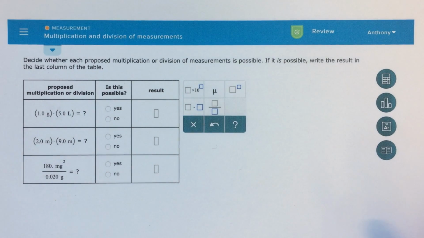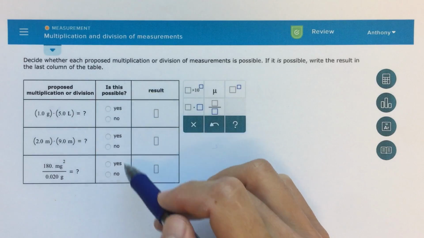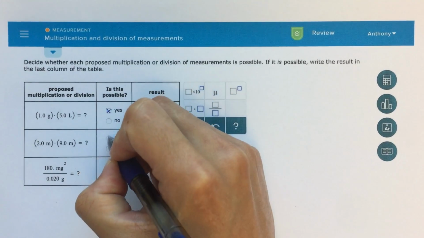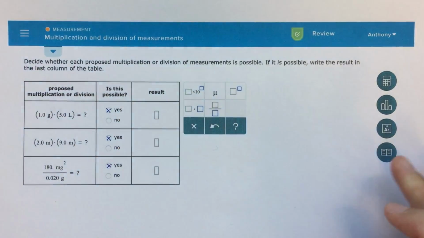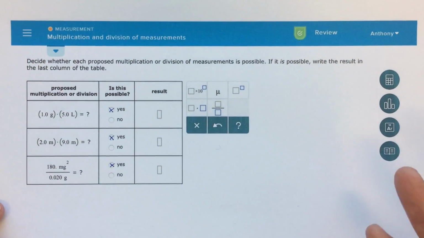All right, so this is an ALEKS topic that's called multiplication and division of measurements. I've been getting quite a few questions on this, so I just wanted to go over it pretty quickly. In this case, for all of these proposed multiplication or division, they're always going to be possible. We can always multiply or divide no matter what the units are, because we can carry the units through essentially.